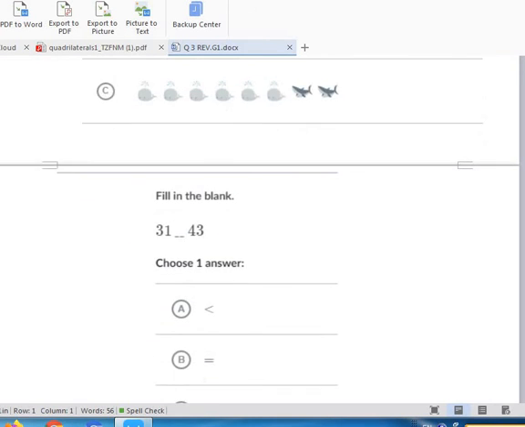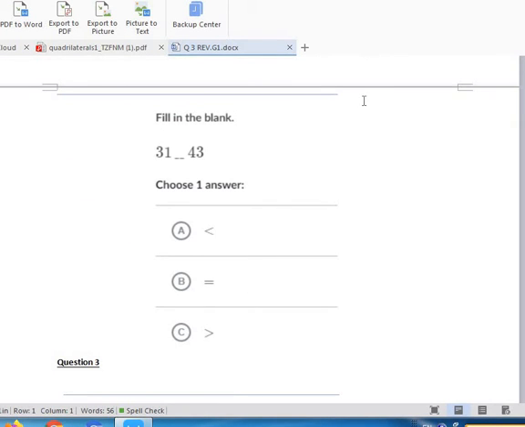Okay, moving to the other question. Fill in the blank. 31 or 43, which is greater? It's less than, equal to, greater than. I look here to the right hand, which is the tens place. 3 or 4? 3 is less than, so I choose less than.